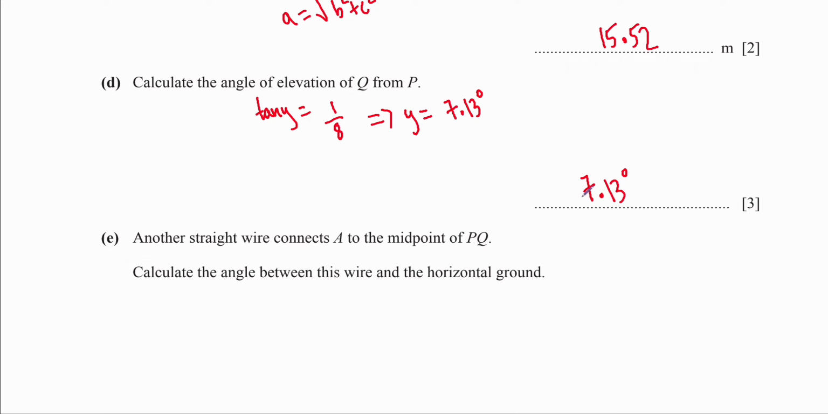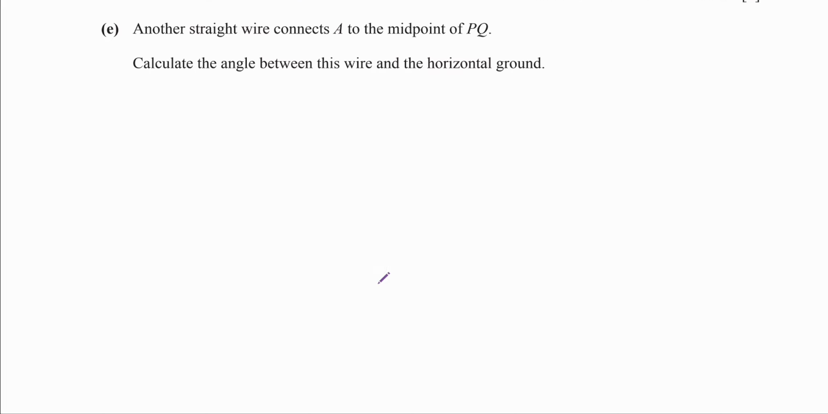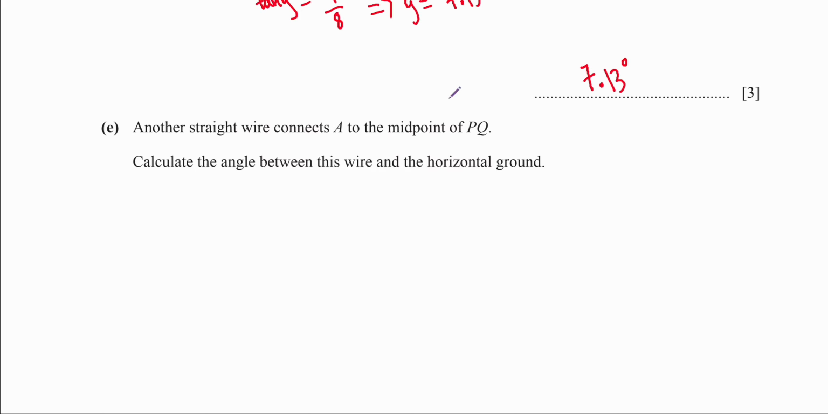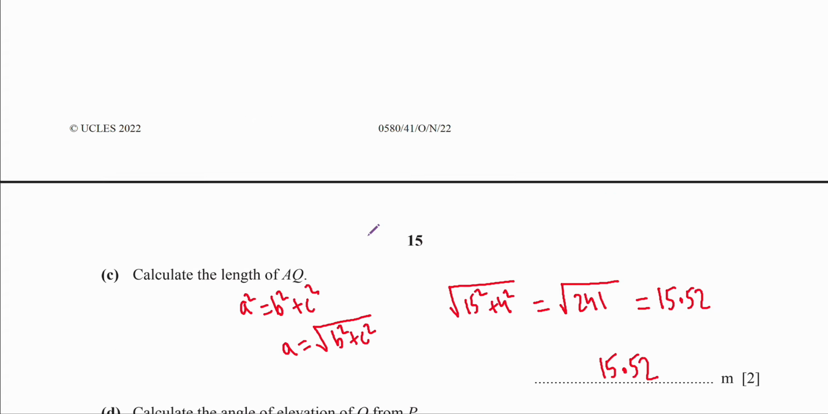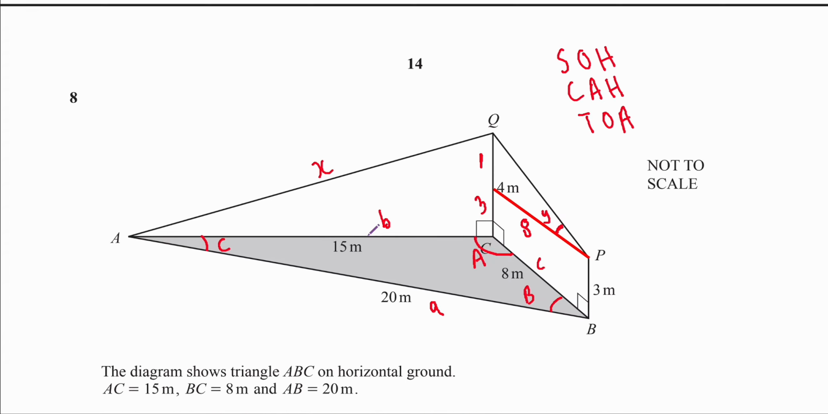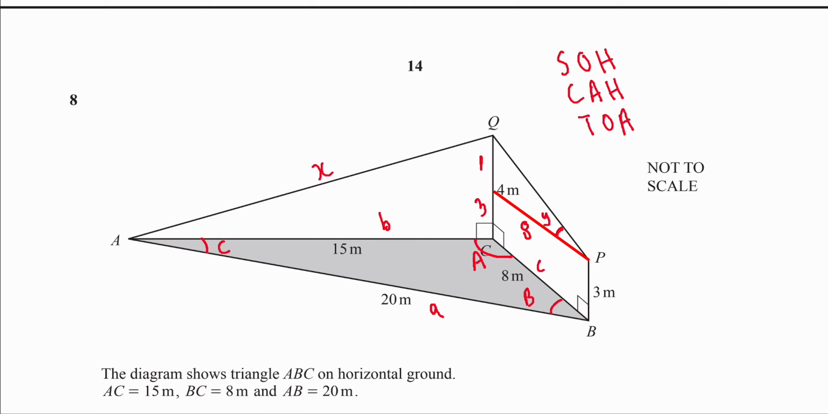So we're good. Another straight wire connects A to the midpoint of PQ. Calculate the angle between this wire and the horizontal ground. Okay, so that's more difficult now. Connect A to the midpoint of PQ, angle between wire and horizontal ground. So A to the midpoint of PQ.